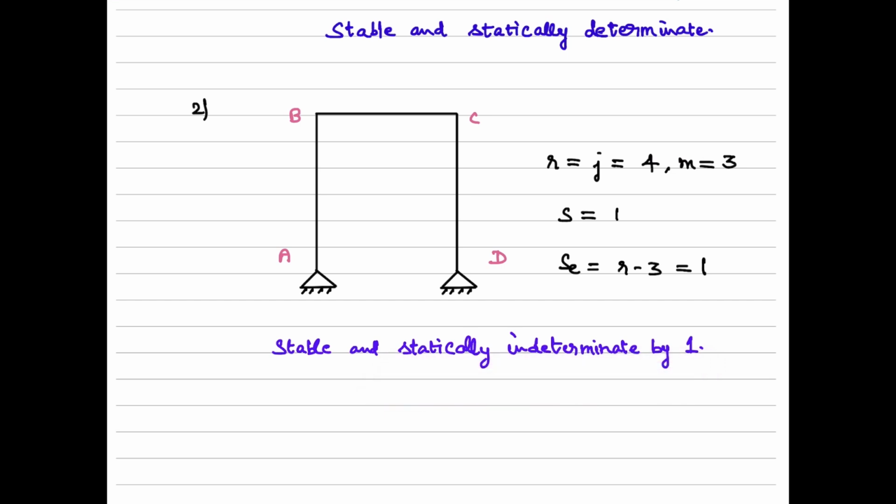Whether it is internal or external, that can be answered by seeing what is the value of SE, which is the external static indeterminacy. That can be determined using the formula R minus 3. That is, if we have more than 3 reactive components, it's going to contribute to the external static indeterminacy. So we see that SE equals 1 here. That means we have one excessive reactive component which causes external static indeterminacy. Okay, so this frame is stable and statically indeterminate by degree 1.